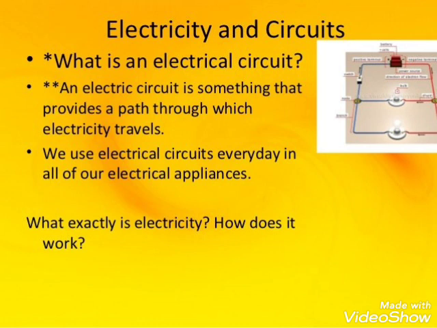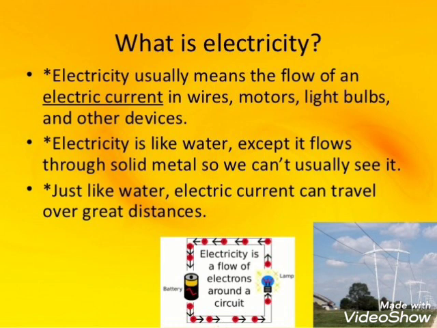So what is an electric circuit? Basically, what we understood is that an electric circuit is something that provides a path through which electricity travels. And we use electrical circuits every day in all of our electrical appliances. Electricity is used in all of these. So what is electricity, how does it work, and how does it form an electric circuit? We got to know the circuit is the path through which the electric current travels.